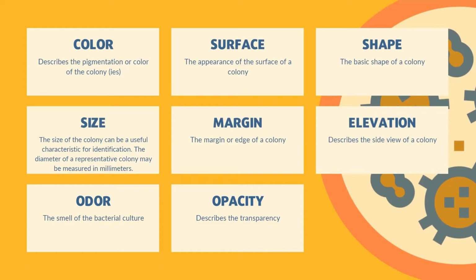The size of the colony can be a useful characteristic for identification. The diameter of a representative colony may be measured in millimeters. The margin is the edge of a colony, while the elevation describes the side view of a colony. The odor is the smell of the bacterial culture, and the opacity describes its transparency.